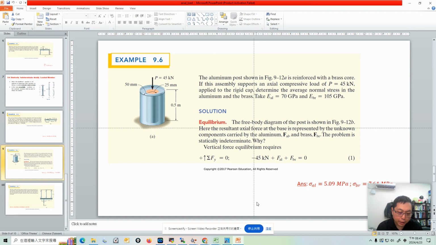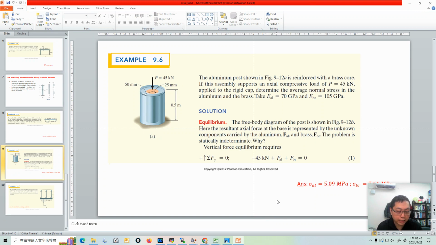Because after you do the force balance or moment balance, you will find you don't have enough equations to solve the problem. So you need to find a so-called compatibility equation to solve the statically indeterminate problem. Here is the second example in axial loading.